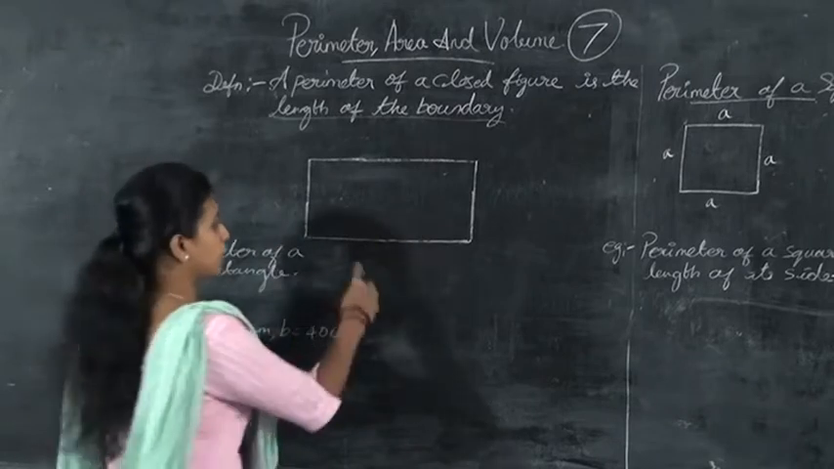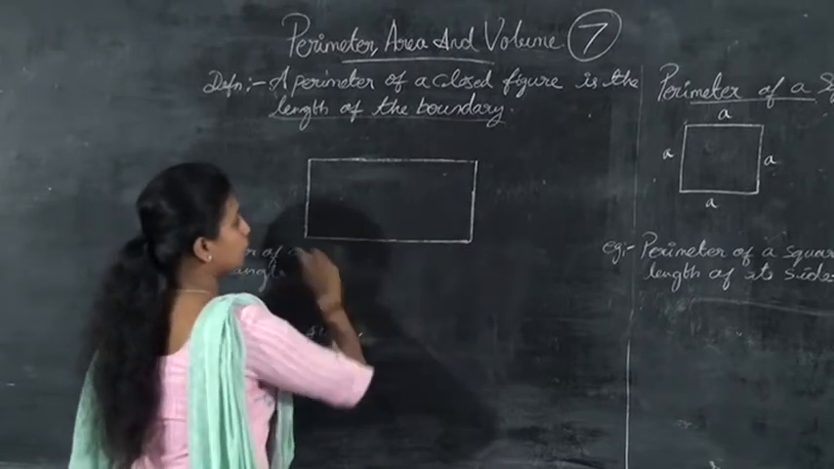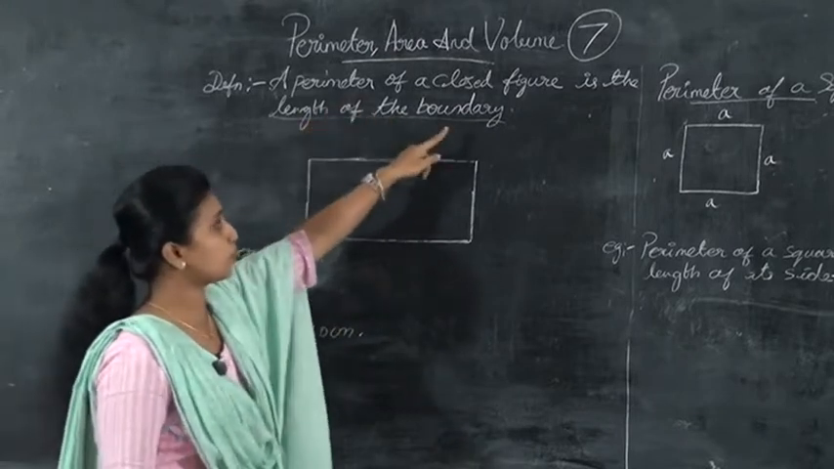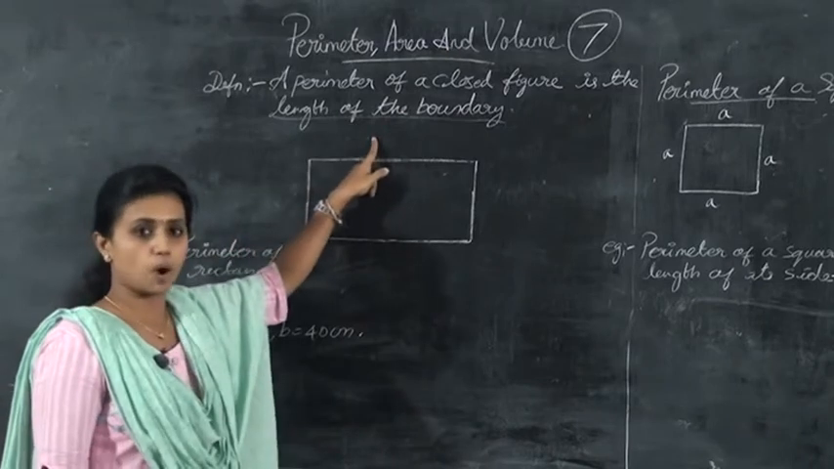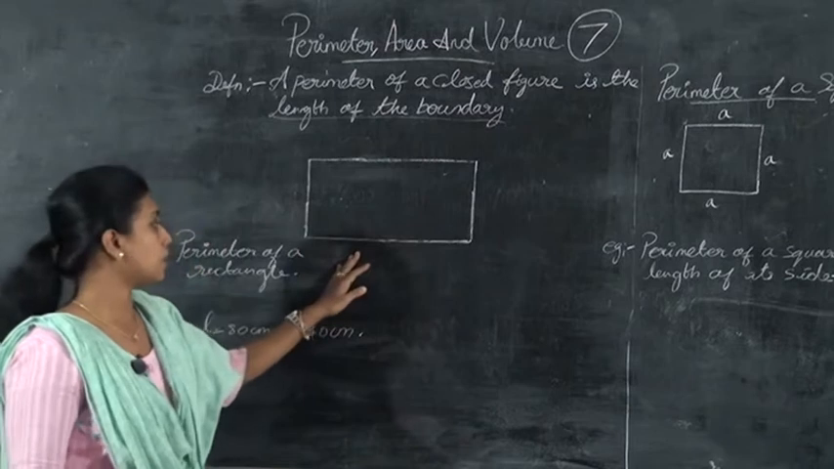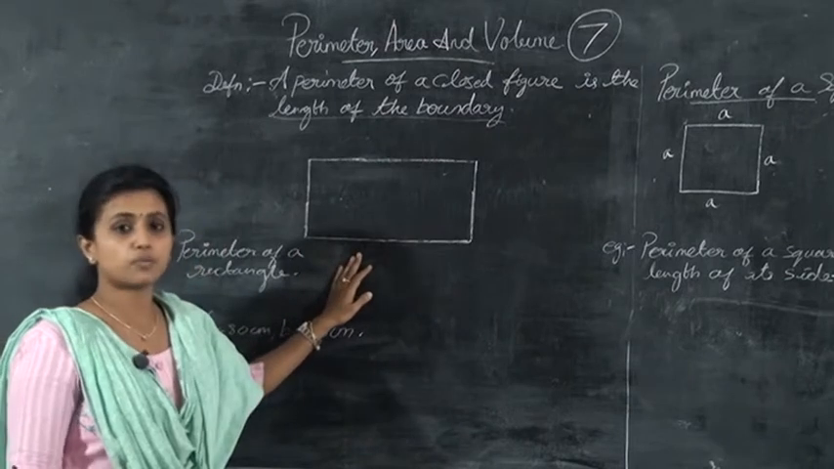Perimeter. ഇവിടെ ഇപ്പോൾ ഒരു മെഷർമെൻറ്റ്, ഇവിടെ മെഷർമെൻറ്റ്, അപ്പോൾ ഇതെല്ലാം കൂടി ആഡ് ചെയ്തതാണ് എന്ത്? Perimeter എന്ന് പറയുന്നത്. That is, a perimeter of a closed figure is the length of the boundary, which means you want to add all the sides. Okay. Now let's see what about the perimeter of a rectangle.